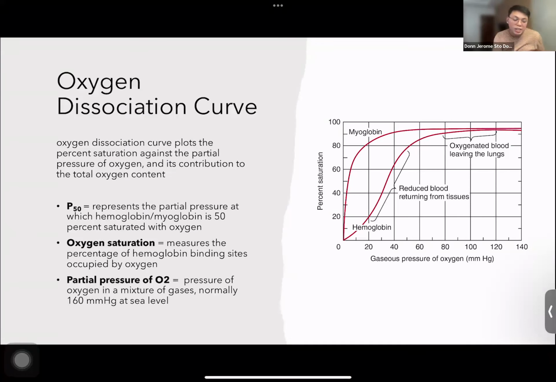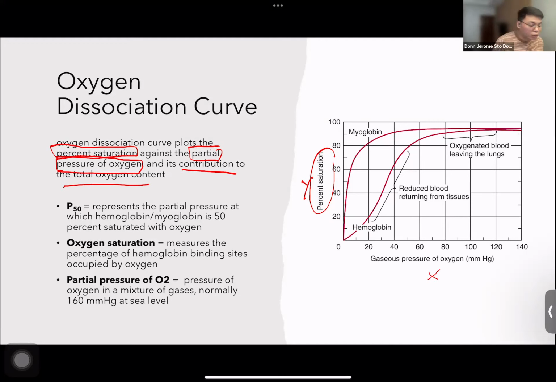Let's now go through your oxygen dissociation curve. The oxygen dissociation curve plots the percent saturation on the y-axis versus the partial pressure of oxygen on the x-axis and its contribution to the total oxygen content. Myoglobin and hemoglobin each have their own oxygen dissociation curve, which you'll see on the next slide.